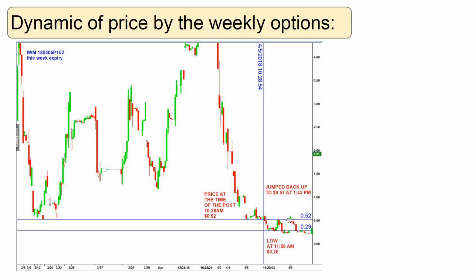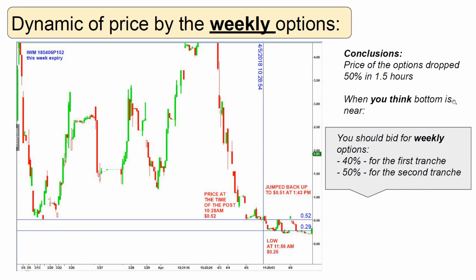But look what happened to the option. It fell by 50%. And that means that if you bought right here, when I posted the chart, you would lose 50% of your investment until noon.